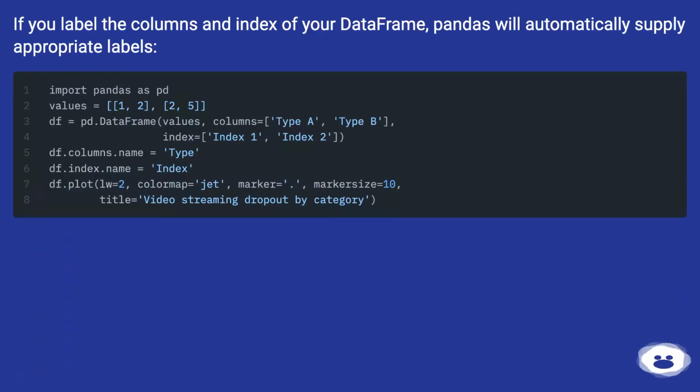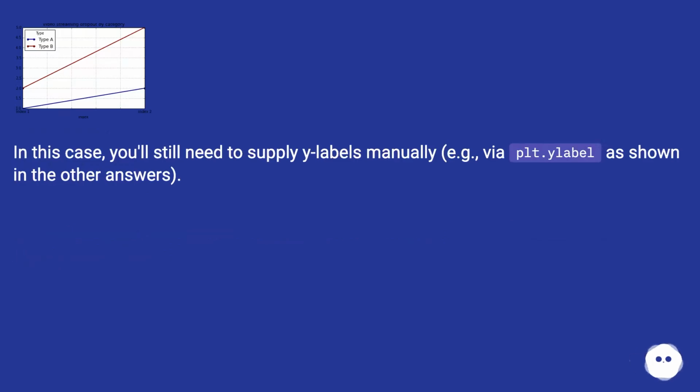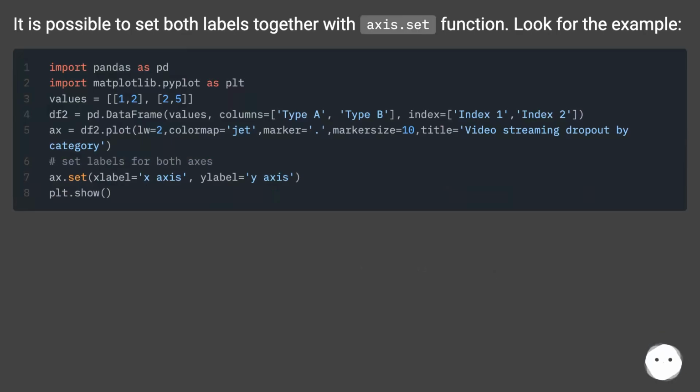If you label the columns and index of your data frame, pandas will automatically supply appropriate labels. In this case, you'll still need to supply y labels manually, for example via plt.ylabel, as shown in the other answers. It is possible to set both labels together with the axis.set function. Look for the example.